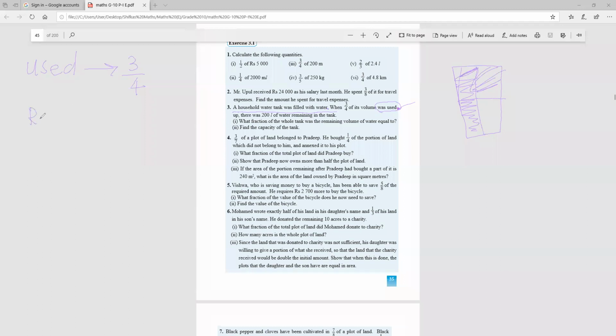Remaining part of the tank which I didn't use. The tank is full, and 3 portions have been used. Now there is still some water remaining in the tank. How much is remaining? Which part is remaining? You have to write it as a fraction first. 1/4 is remaining. Is it okay?